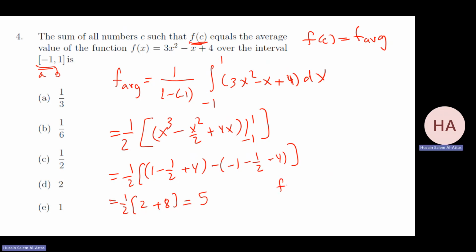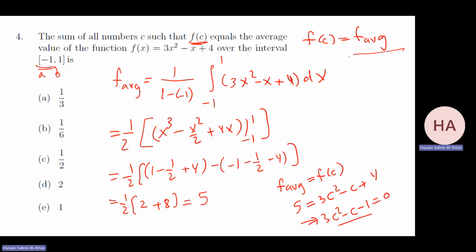Now I need f average equal to f of c. So 5 equals 3c squared minus c plus 4. I need to solve this. So I have 3c squared minus c minus 1 equals 0. I cannot factor it easily, so I can now use the quadratic formula.